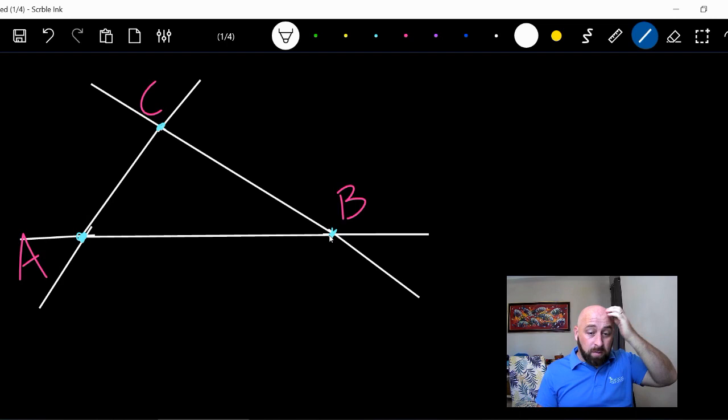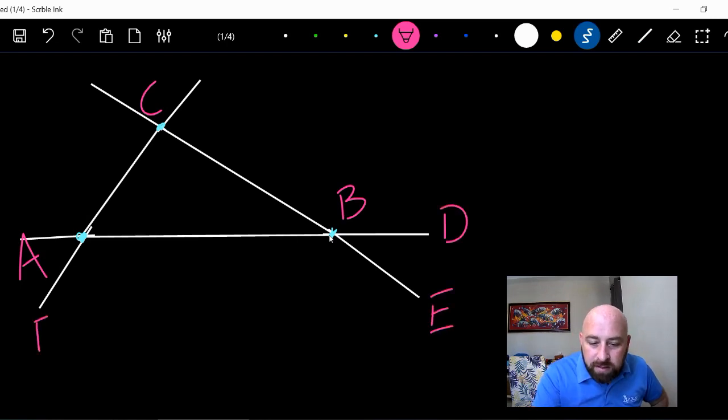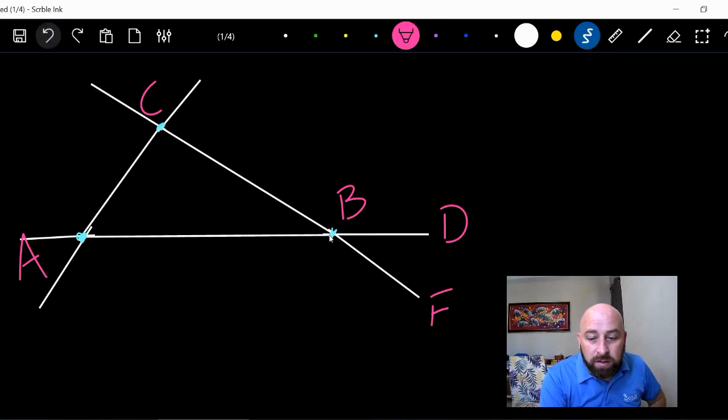Let's talk about what are called exterior angles. Let me label them. We can label this D, this E, this F, this G, this H, and this I. Oh, now we've got all kinds of things going on. We just turned a triangle into a crazy mess. I know. So let's just focus on one thing. We can label all those lines, but let's just focus on D.